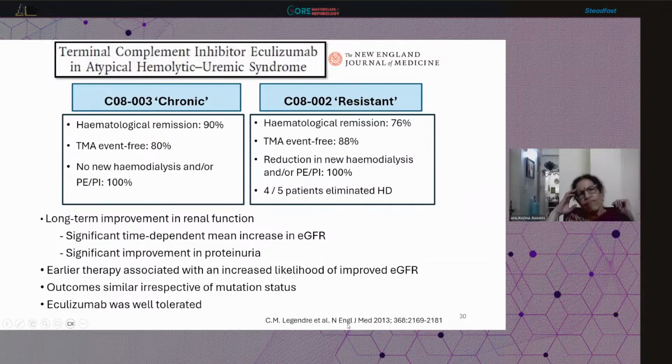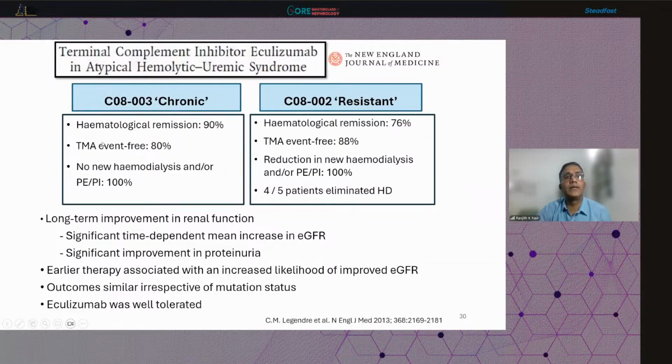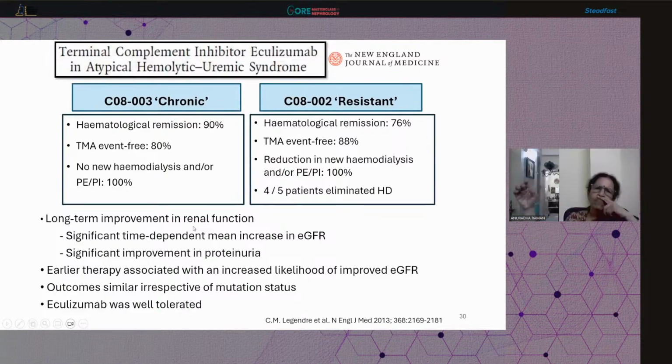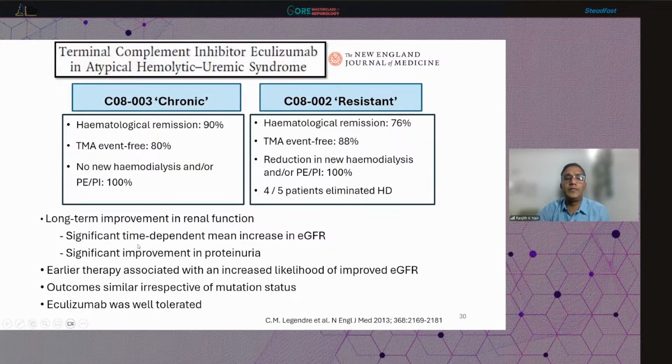This, of course, was the NEJM 2013 article where eculizumab was used in atypical HUS. In the long-term improvement of renal function, there was a significant time-dependent mean increase in eGFR, and significant improvement in proteinuria. Outcomes were similar irrespective of the mutation status.